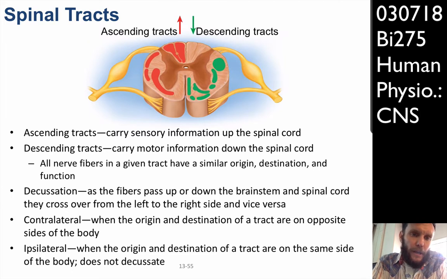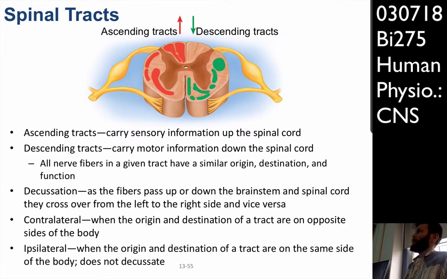So I showed the nuclei of the gray matter. The white matter has columns. There's a posterior, a lateral, and an anterior white column. And these columns themselves are broken up into tracts. You don't need to know the names of them specifically at all. That's for a neuroanatomy class.